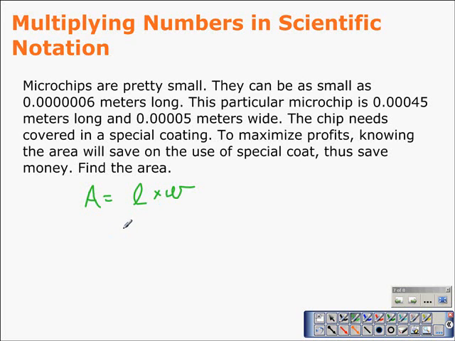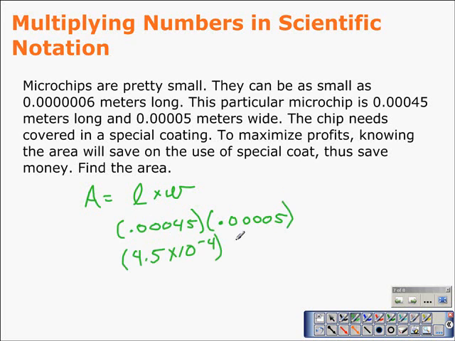So in this particular problem, we have 0.00045 times 0.00005. Writing both of those numbers in scientific notation, 4.5 times 10 to the negative, 1, 2, 3, 4, and 5.0 times 10 to the negative, move it 1, 2, 3, 4, 5 times.